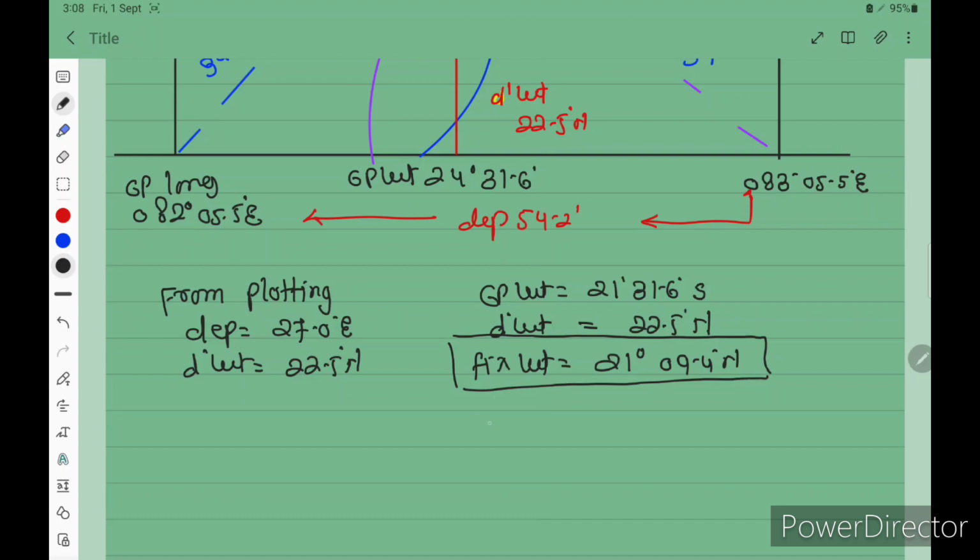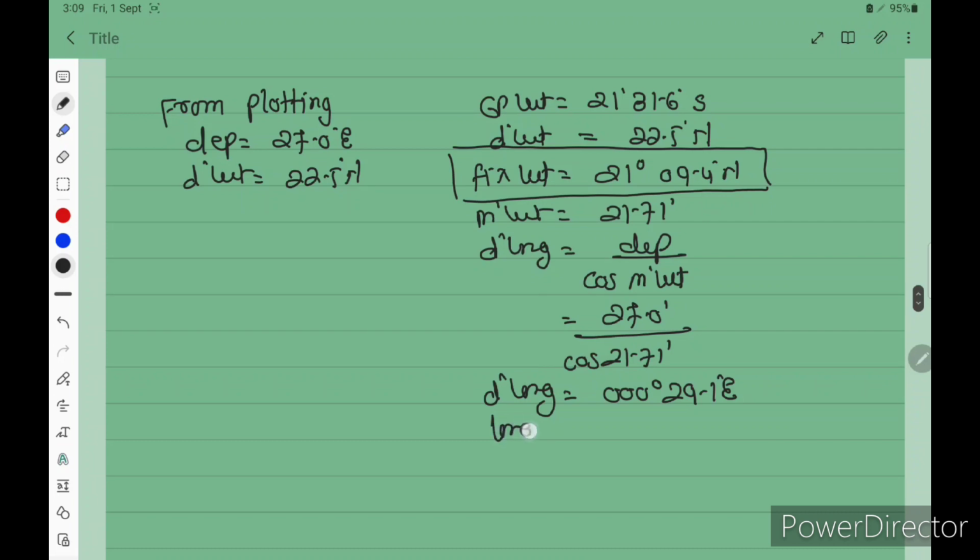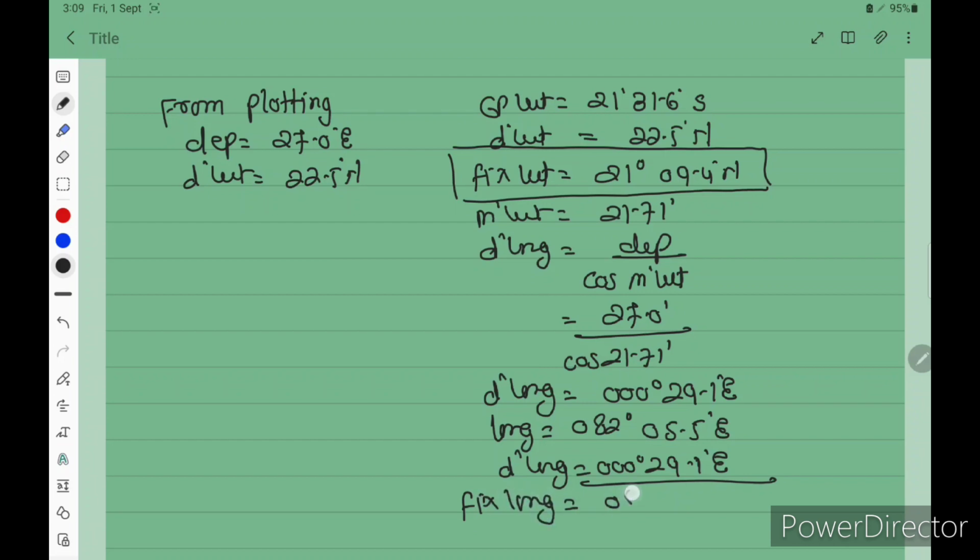Now, since both latitudes are of the same name, we add and divide by 2, so the mean latitude we get is 21.71. Now we have the departure, so we can calculate D long, equal to departure divided by cos mean latitude. So 27.0 divided by cos 21.71, D long we get 000 degree 29.1 minutes east. We have the longitude 082 degree 05.5 east, and D long 000 degree 29.1 east. So fixed longitude is equal to 082 degree 34.6 east. So this is our fix.